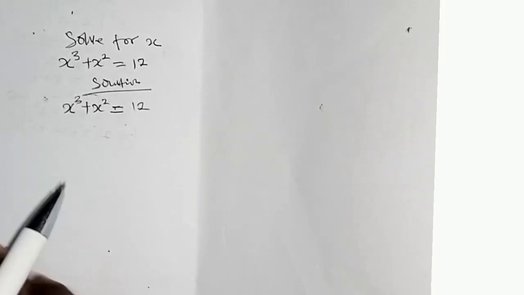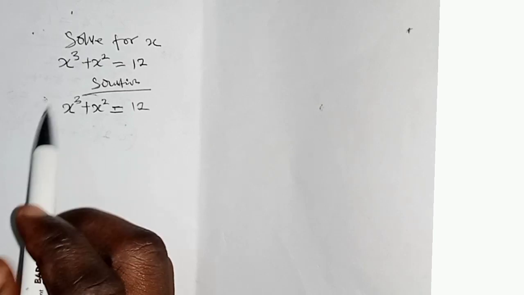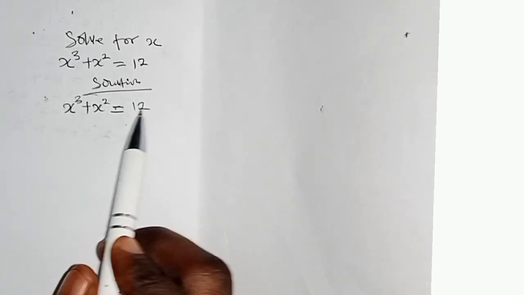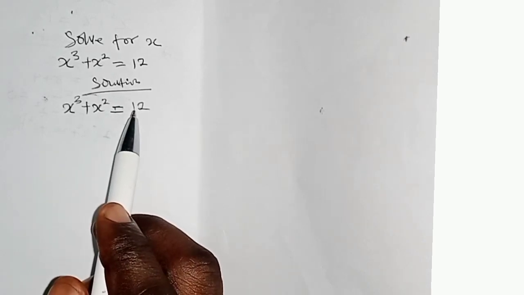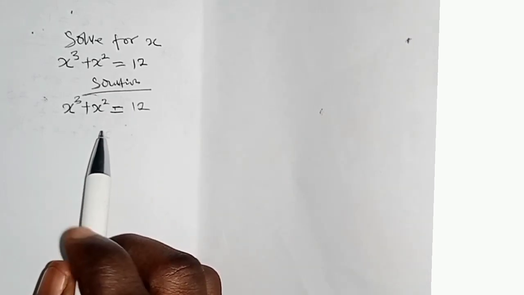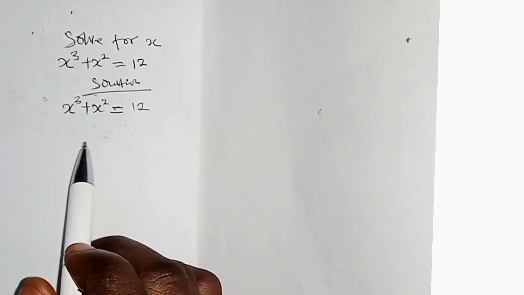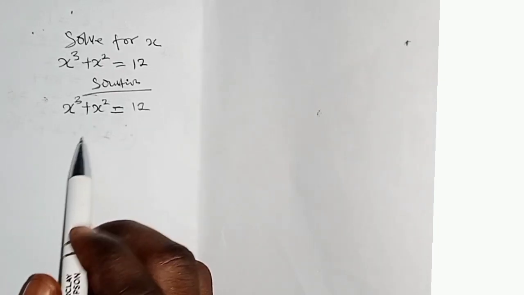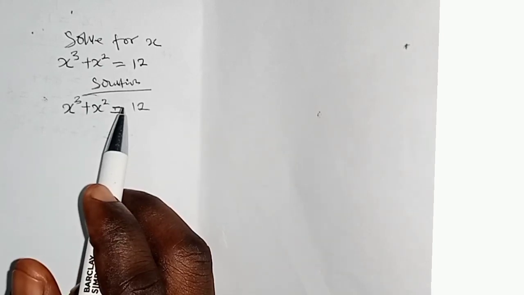We have this question to solve right here. This is x cubed plus x squared is equal to 12. So we are asked to solve for x, and to find out the values of x that make this equation hold. Okay, so you just need to follow through.